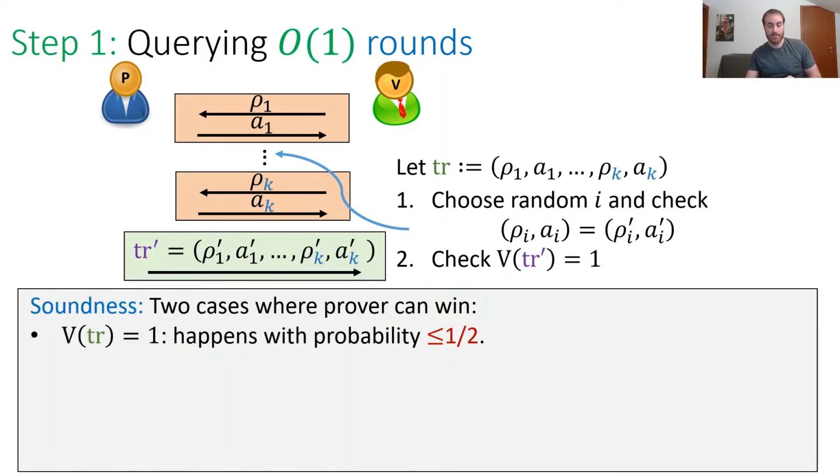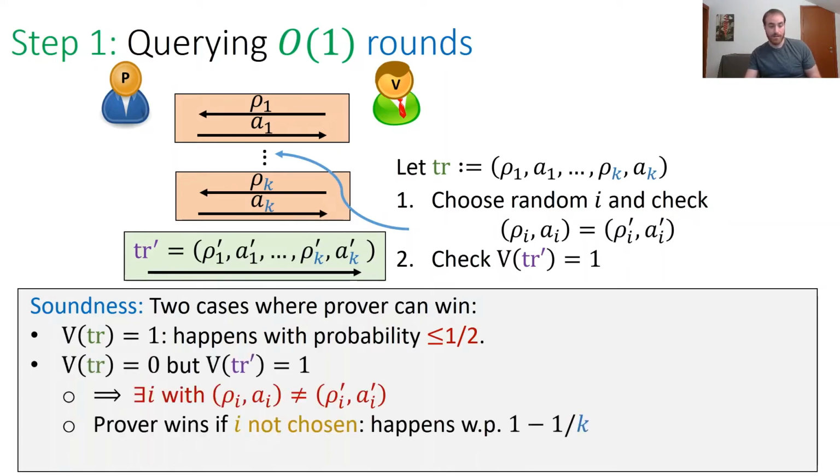There's 2 cases in which the prover can win and cause the verifier to accept. Either the real transcript causes the verifier to accept, in which case the prover doesn't need to lie while sending TR prime, it can just send the real transcript. But this happens with small probability due to the soundness error of the original interactive proof.